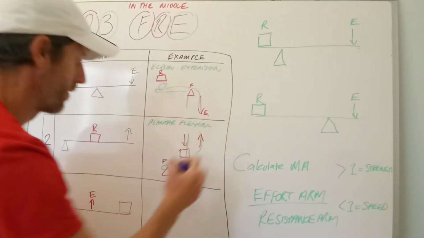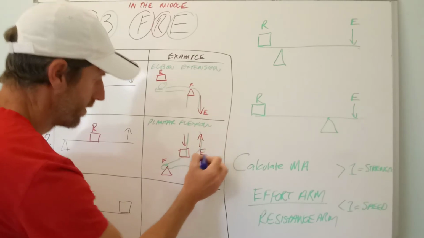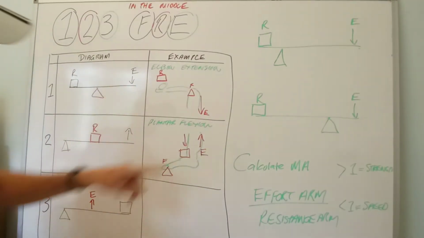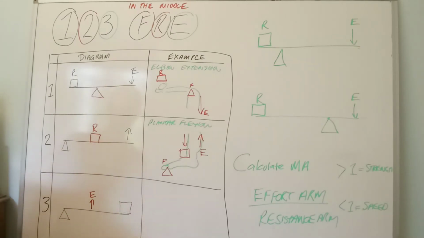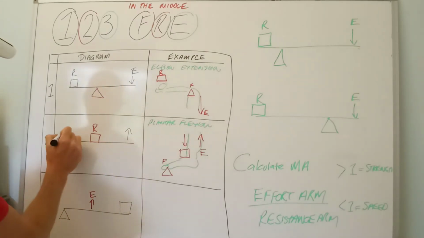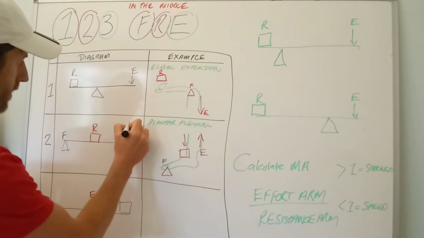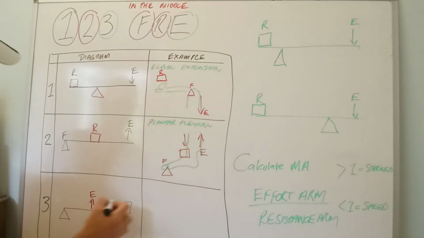you'll have the effort, which is the contraction of the calf. Okay, so again, it's the same as here. You've got the fulcrum, resistance, and effort.